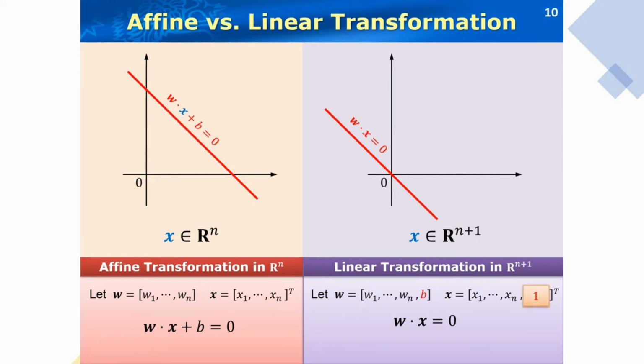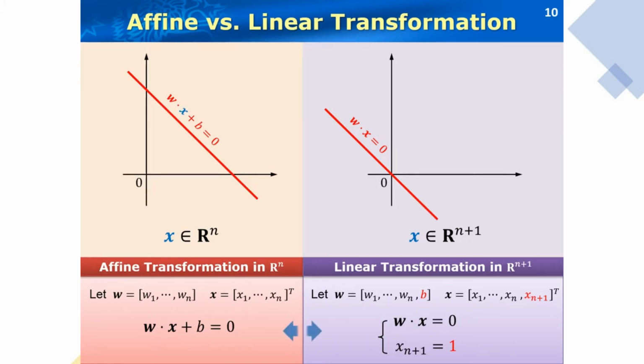We can see in the linear transformation the last element of the vector x is 1. We now replace this 1 with another variable x_(n+1), and we let x_(n+1) be equal to 1.